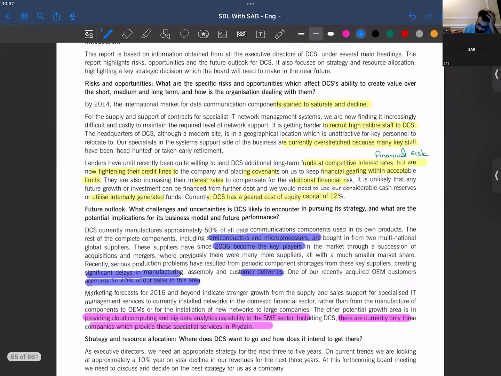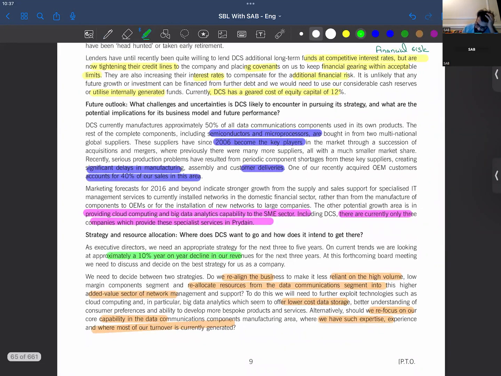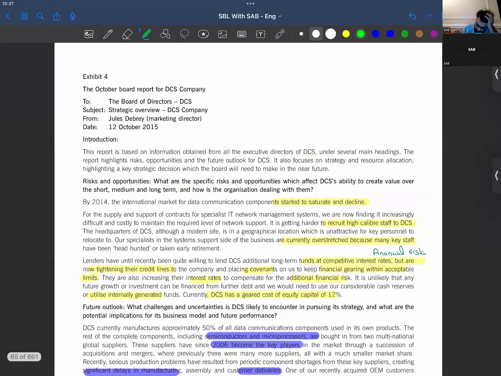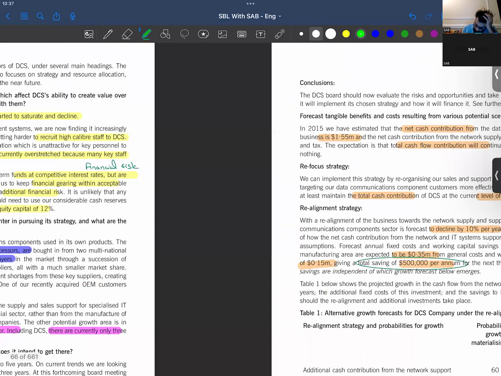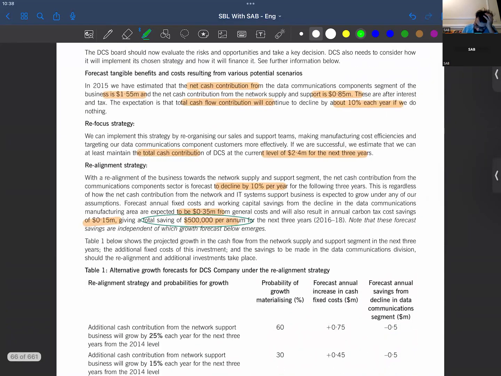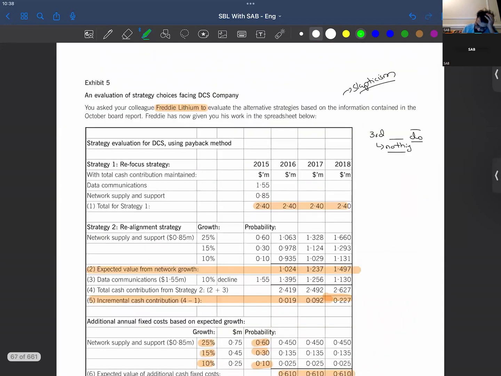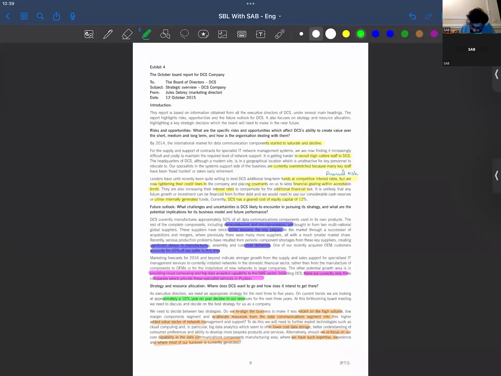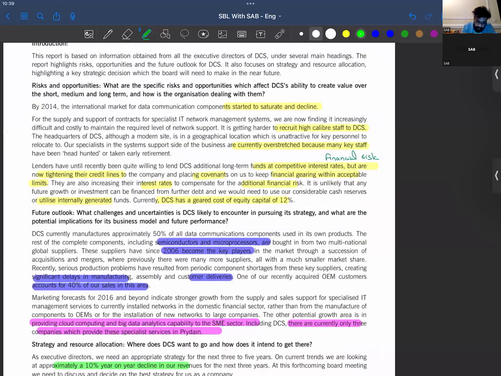See here, a 10% year-on-year decline is given, right? In this report, probably the cost of capital should be given. Yeah, see here, it is currently geared at a cost of capital of 12%. So here it is, it's given.